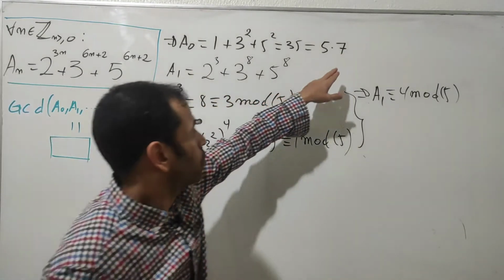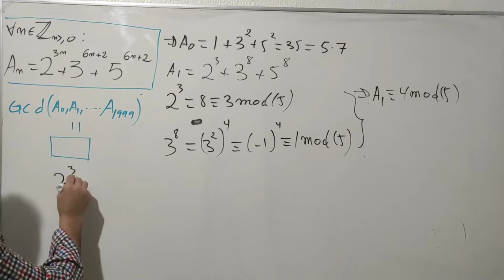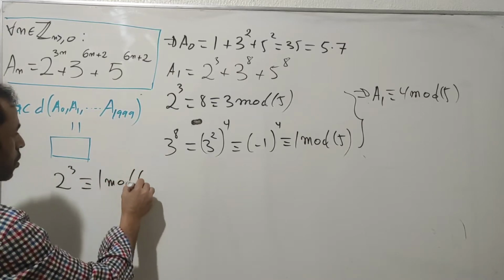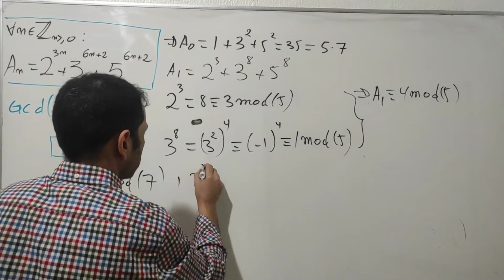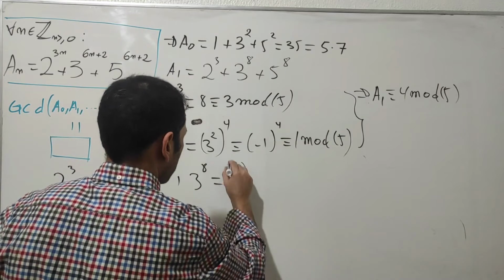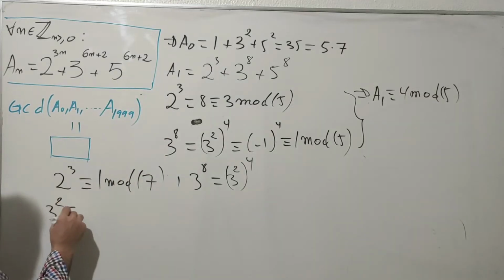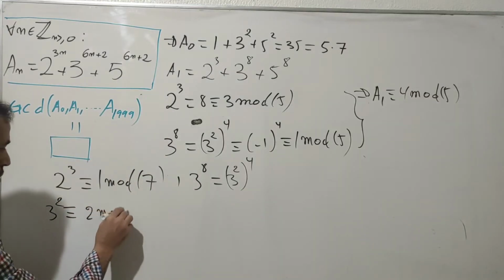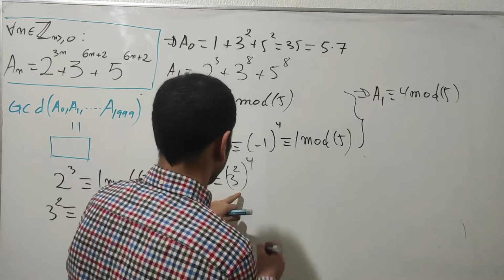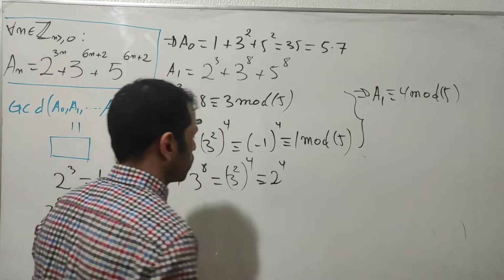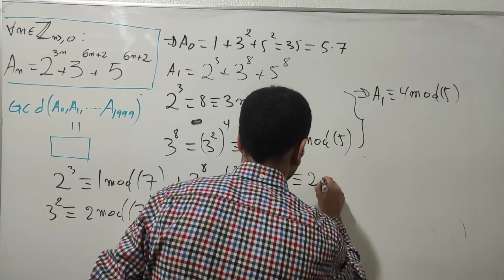Now let's check 7. I will have the same argument. 2 to the 3 is the same as 1 mod 7, because 8 is 1 more than 7. Let's check the other one, 3 to the 8, which equals 3 squared, all raised to number 4. 3 squared is congruent to 2 mod 7, because 9 is 2 more than 7. So this is 2 to the 4, which is 16. 16 is 2 more than 14. So I get a remainder of 2 here, mod 7.